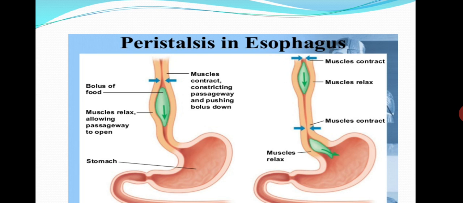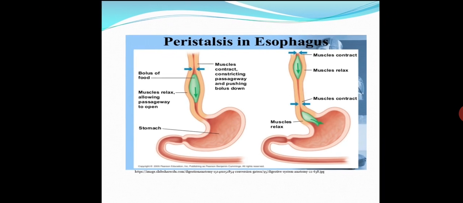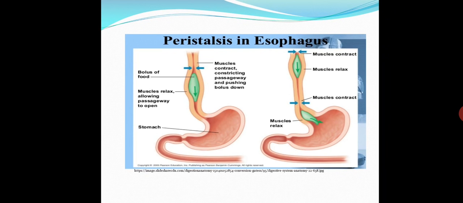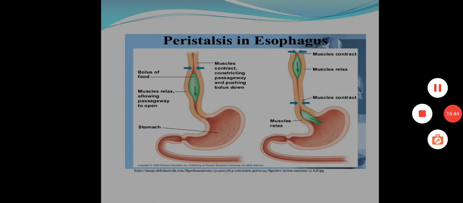Soon after the food enters the stomach, the lower esophageal sphincter muscles will contract strongly to avoid regurgitation of food. This is about the act of swallowing, the structure and function of pharynx, and the structure and function of esophagus. The next part of the GIT, that is the gastrointestinal tract, is the stomach, which will be discussed in the next lesson.